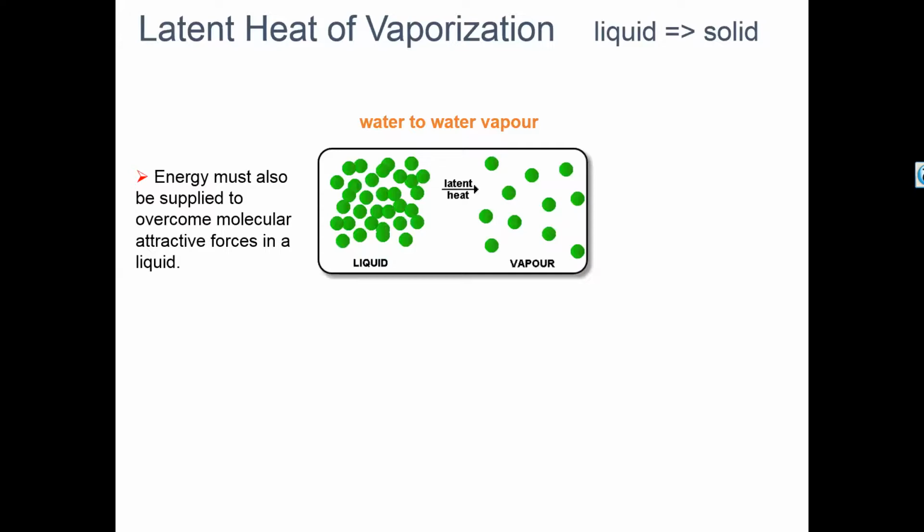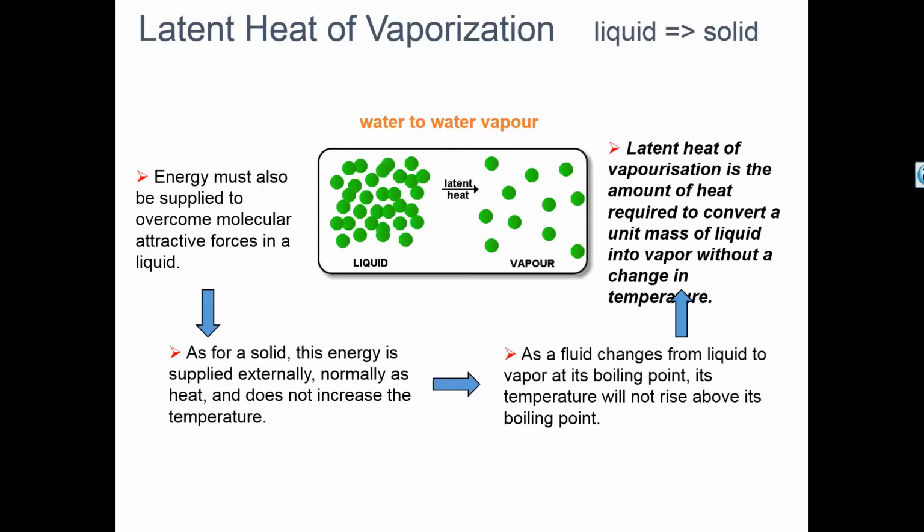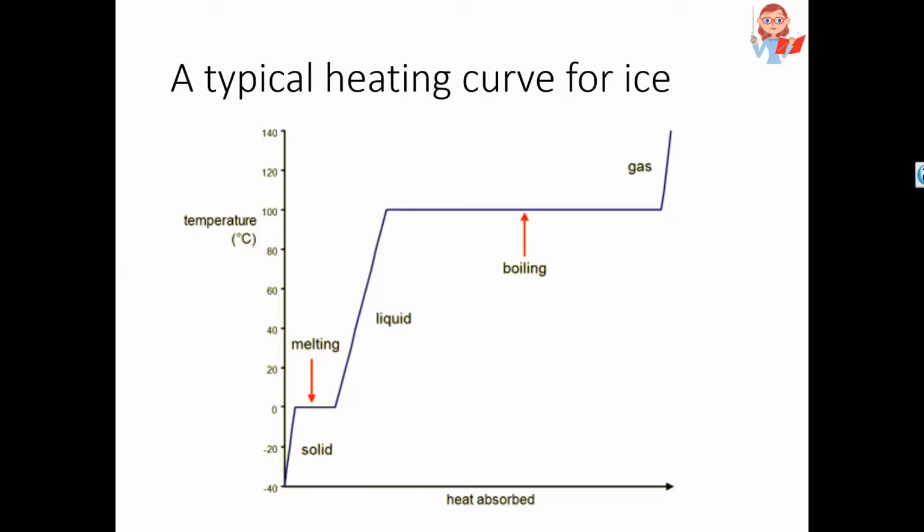So what about latent heat of vaporization? That is the energy that must be supplied to a liquid to allow the particles to break free from their attractive forces and to turn into a gas. And again, that's invisible, and the temperature will not rise above the boiling point as a liquid turns to a vapor. And there's a typical heating curve that we went through on the new knowledge earlier on. So we got solid, melting, the temperature staying the same, liquid, temperature rising, and then when we get boiling, the temperature levels off again.